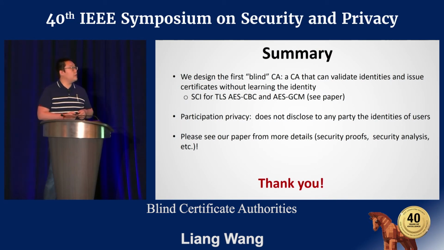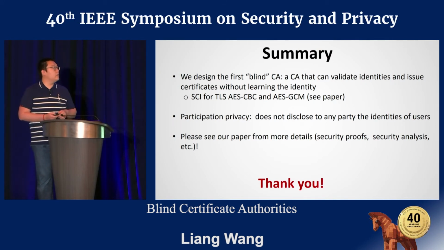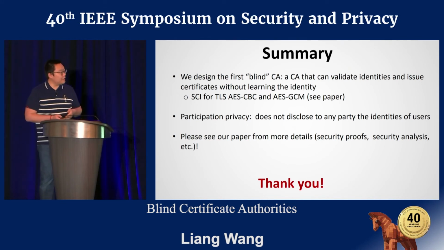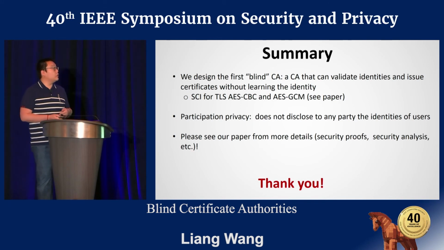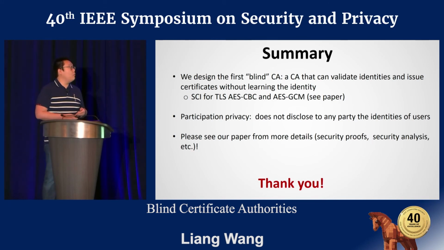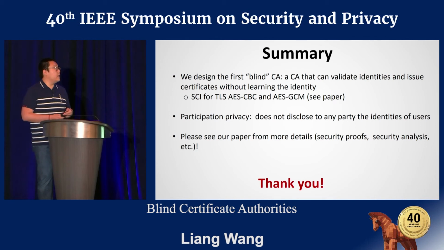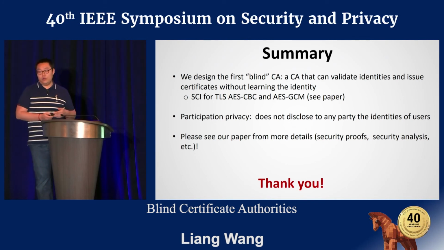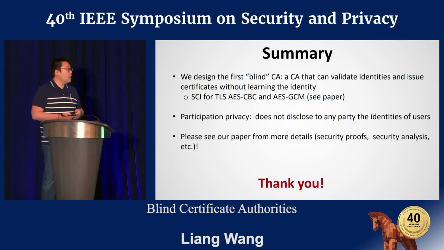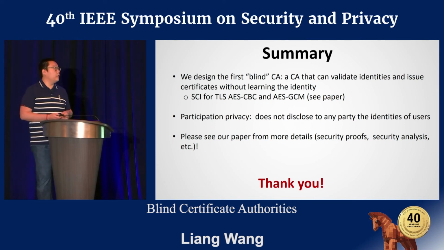In summary, we designed the first blind certificate, a certificate that, blind CA, a CA that can validate the identities and issue certificates without learning the identity. And our blind CA can work for both AES-CBC and AES-GCM mode. And our CA achieves participation privacy, which means the prover doesn't need to reveal her identity to any parties during the verification. Please see our paper for more details. Thank you.